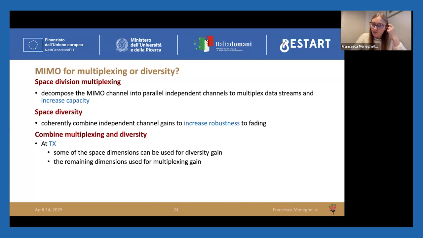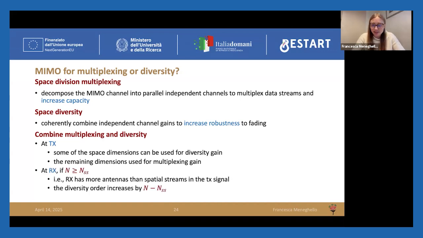For example, at the transmitter, we can use some space dimensions for diversity and the others for multiplexing. And we can do the same at the receiver. For example, if at the receiver we have a number of antennas that is higher than the number of spatial streams that we have to decode, we can use the other degrees of freedom in order to improve the diversity of the system. The diversity is increased by the difference between the number of receive antennas and the number of spatial streams.